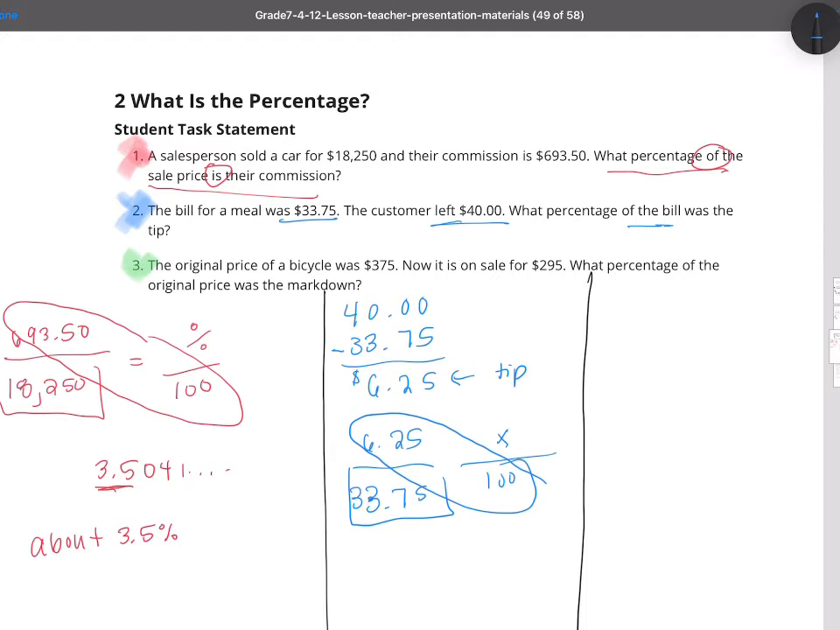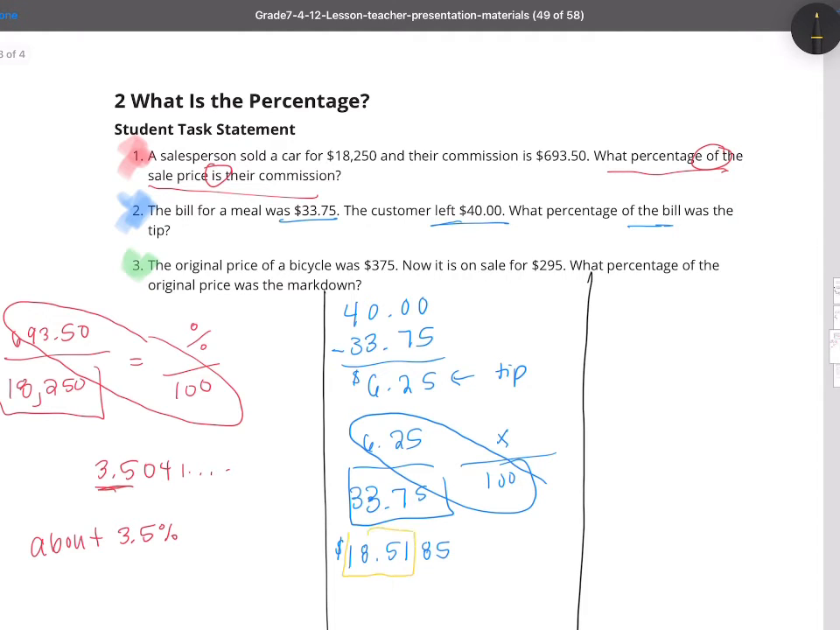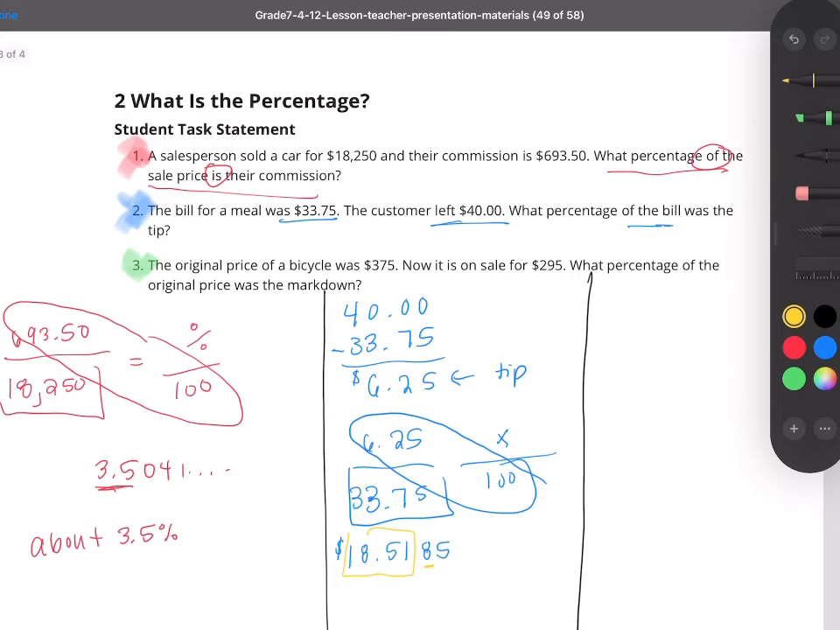And you should see these numbers, 18.5185. Now, you guys tell me this. We're dealing with money, so what should we round to if we're dealing with money? We should round to the nearest hundredth, and you need to ask yourself, is that 8 big enough to make that 1 turn into a 2? If you guessed yes, you are absolutely correct.